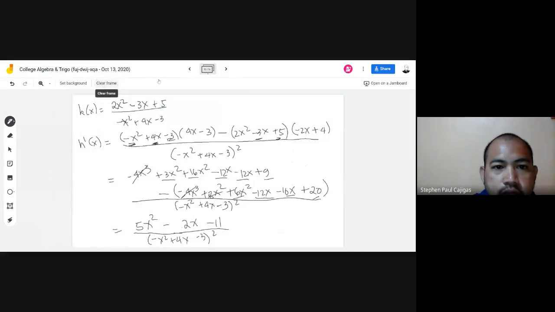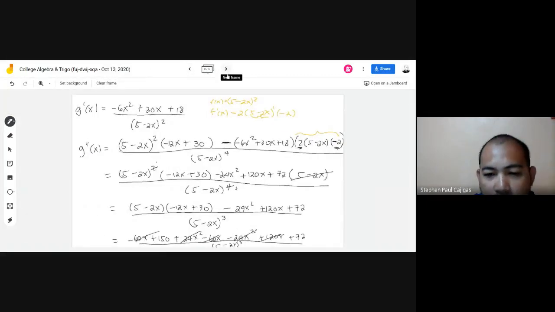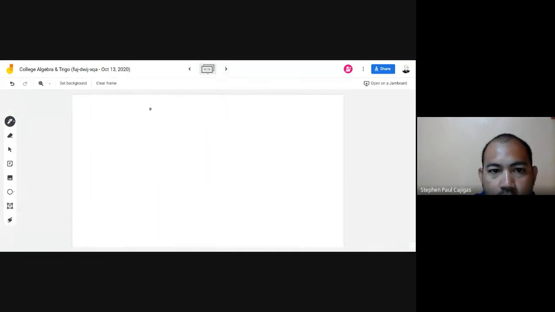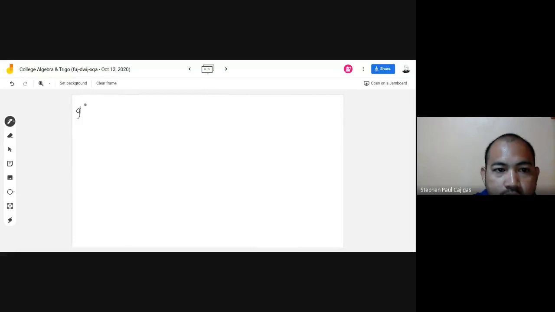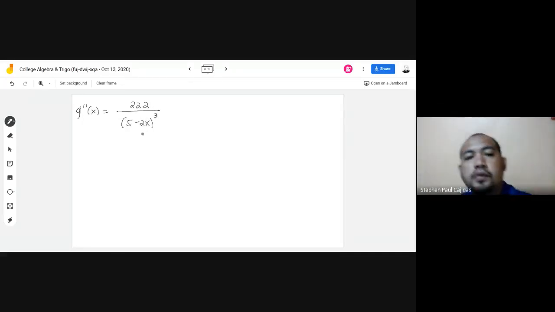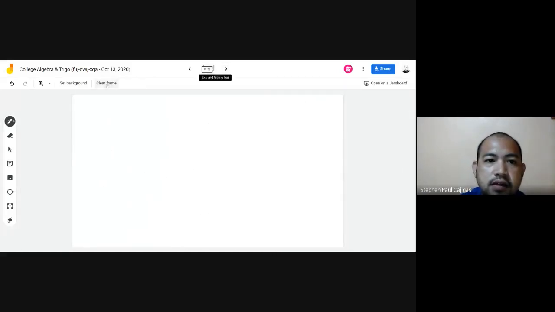Last one. 150 plus 72, so that's 222. Correct. So g double prime of x is 222 all over (5 minus 2x) to the power 3. And this is the final answer. Clear?